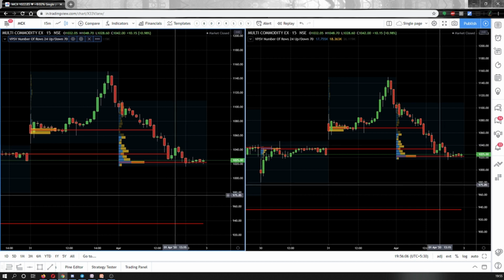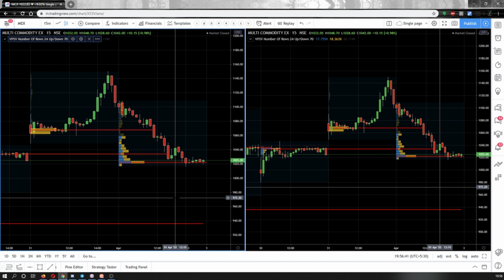The POC lines of the previous days are very, very important, and the reason is they work as the support and resistance levels. I hope that is clear. Let me repeat it again. The POC lines of the previous days are very important to be drawn on today's chart, because those POC lines will act as supports and resistances.